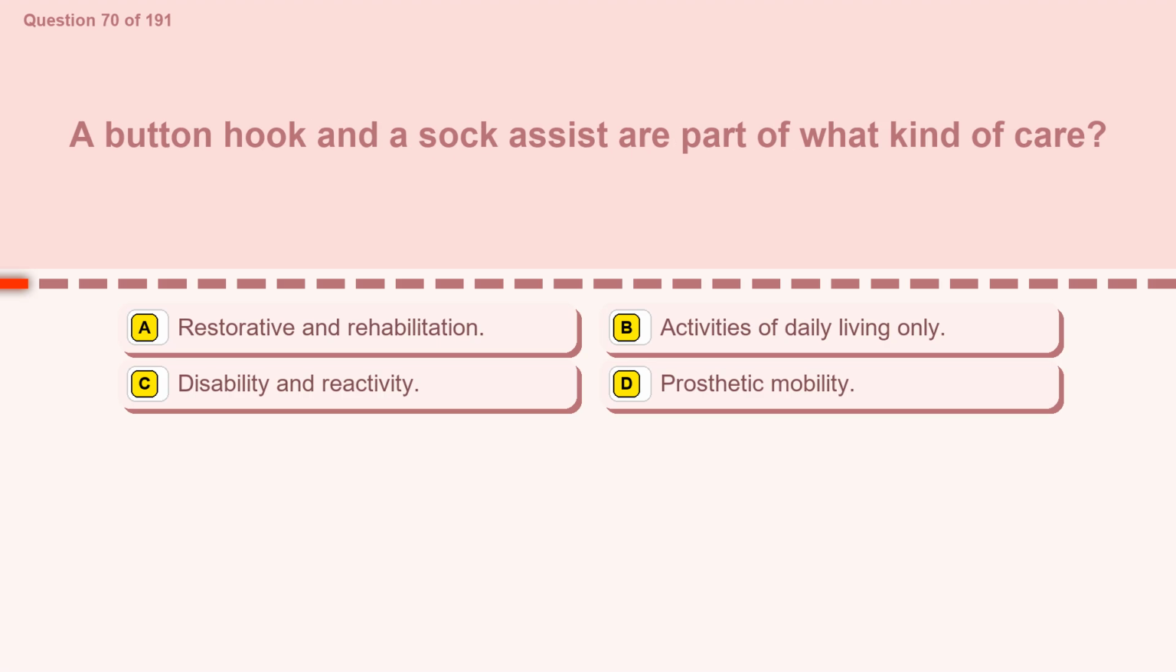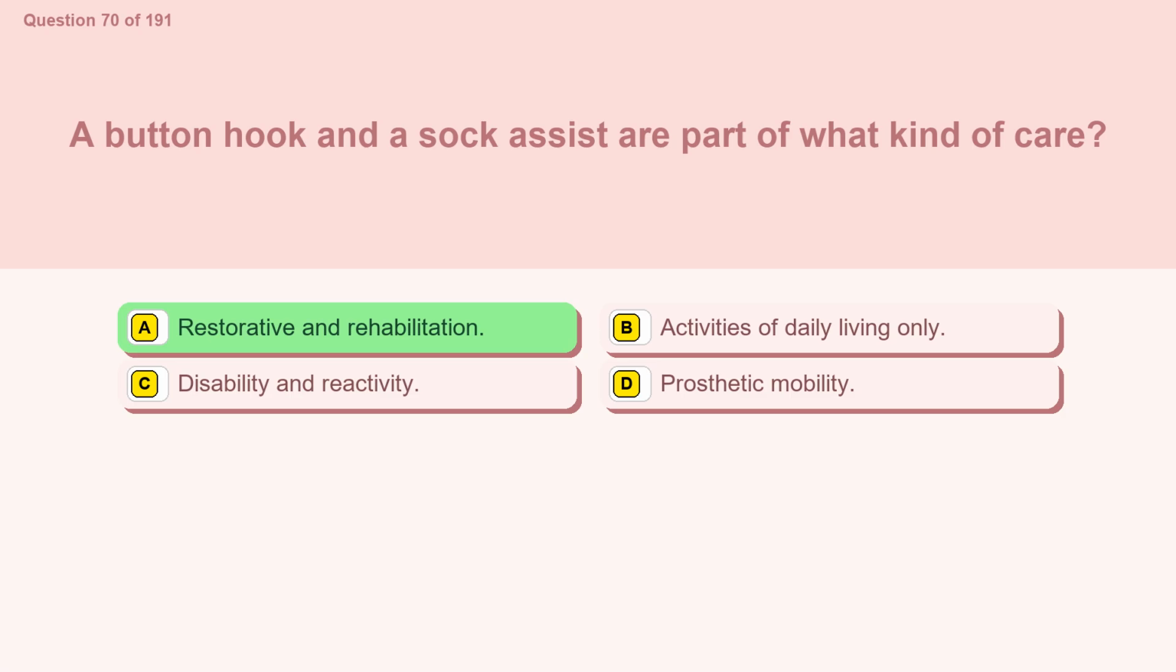Question 70. A button hook and a sock assist are part of what kind of care? Option A. Restorative and rehabilitation. Option B. Activities of daily living only. Option C. Disability and reactivity. Option D. Prosthetic mobility.